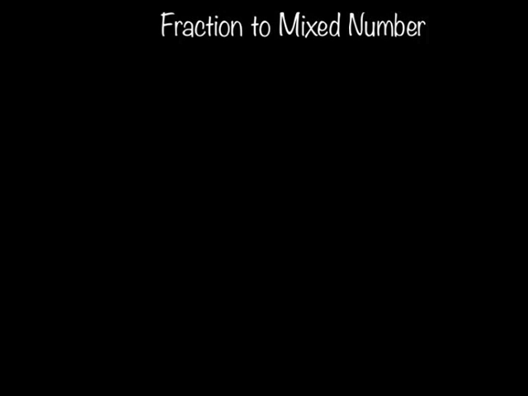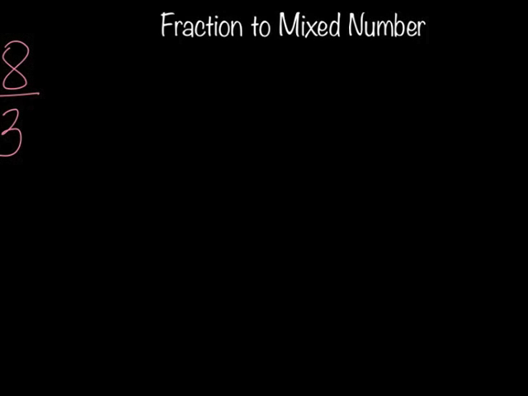This is the one that most students have the most issues with, and I'm going to take my time to explain this one. Say that we start off with the fraction 8 over 3. Now, we need to change this into a mixed number. The reason why it's a mixed number is because we have an improper fraction. The numerator is larger than the denominator. 8 is larger than 3.